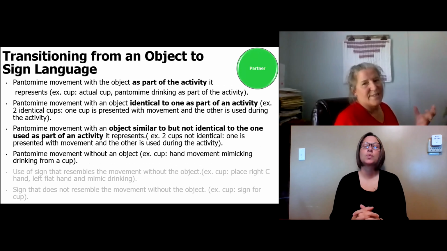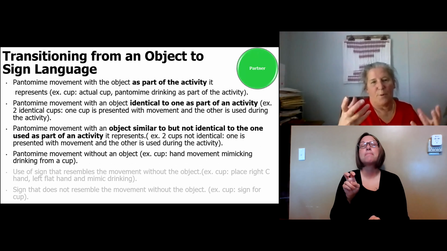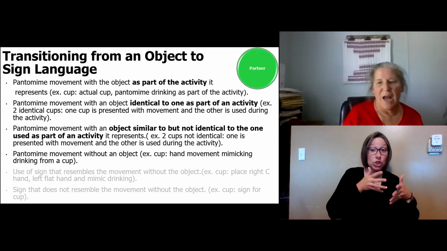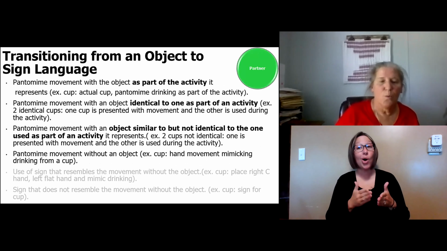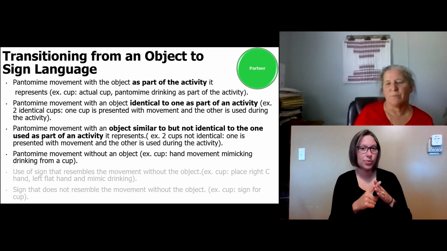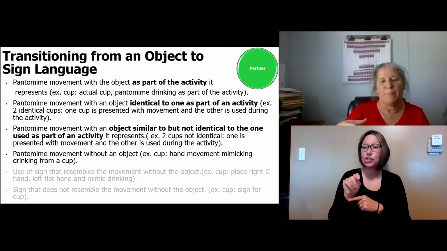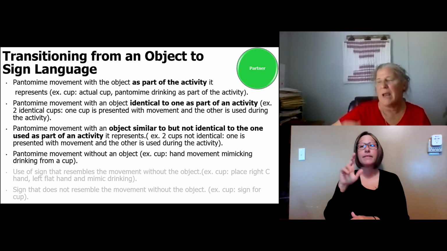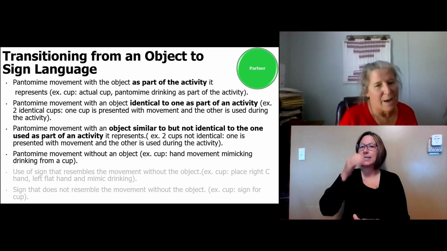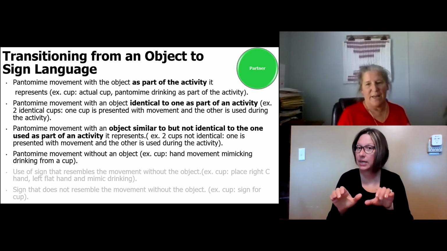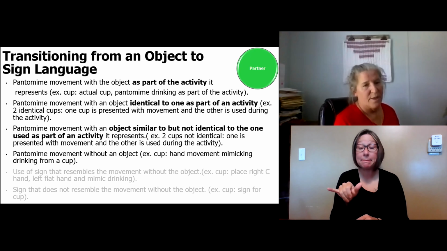So we may be transitioning from using gestures into using sign language. And this is something that the partner might do to start those things: we're going to pantomime the movement with the object as part of the activity it represents. So if I've got a cup, I may use an actual cup and pantomime drinking as part of the activity. Then I might pantomime the movement with an object, an identical one, as part of the activity. So I might have two cups that I'm going to use.